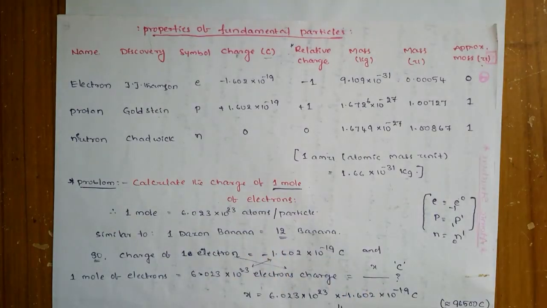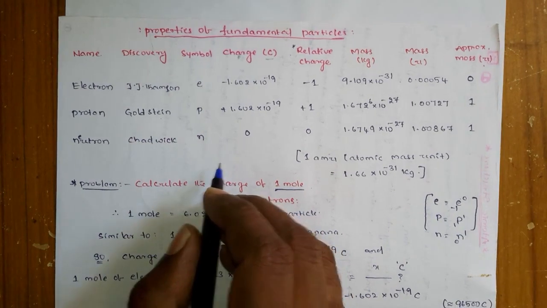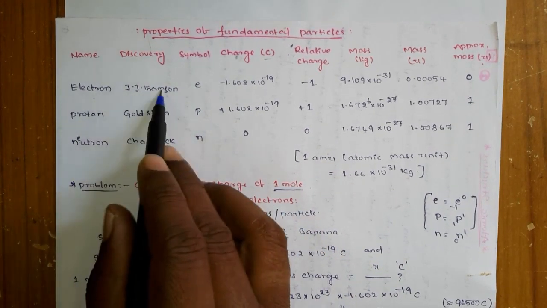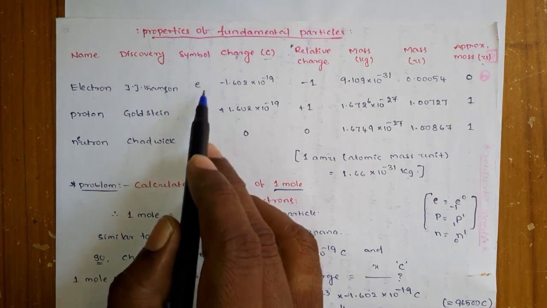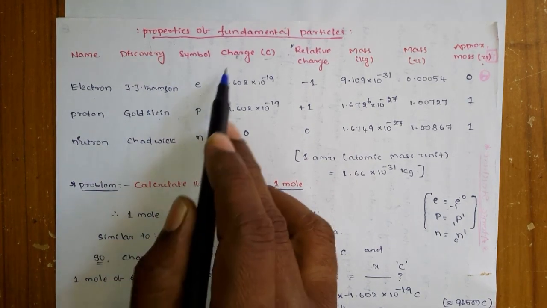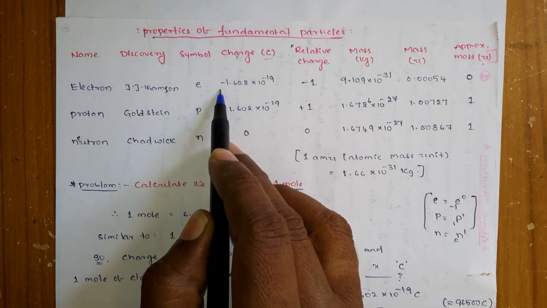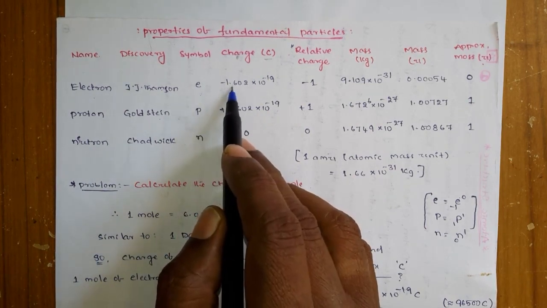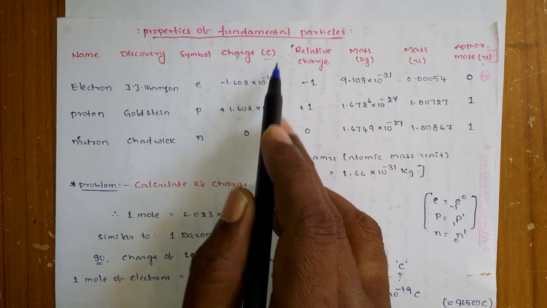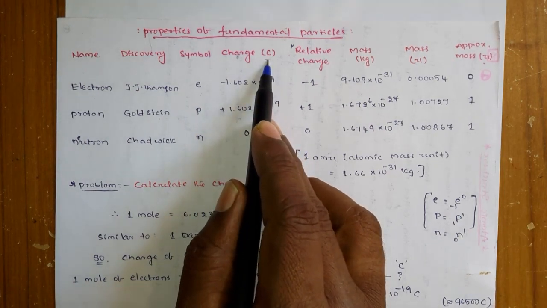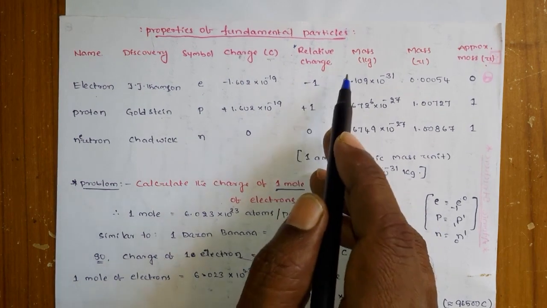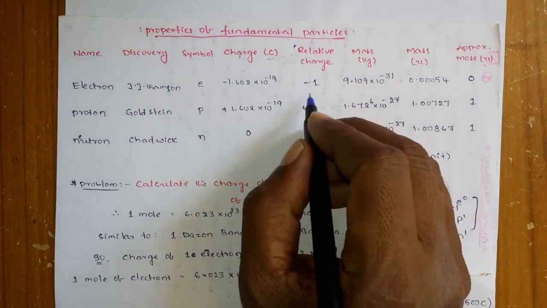Now we can see some important things about the electrons, protons and neutron in a simple table. So the electron, who invented? J.J. Thomson. And what is the symbol of electron? It is e, small e. And what is the charge? Minus. Generally the electron possesses the negative charge, that is minus 1.602 into 10 to the power of minus 19 coulombs. C is nothing but coulomb. And the relative charge is minus 1.